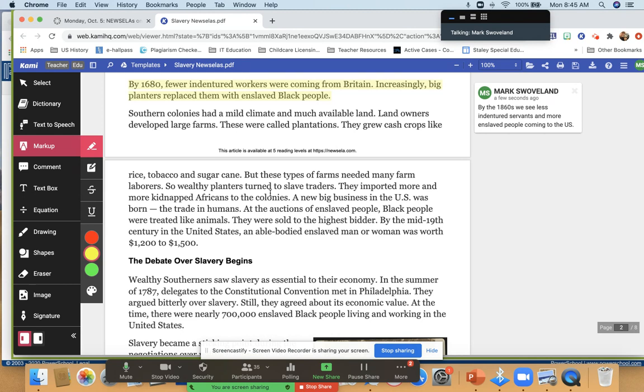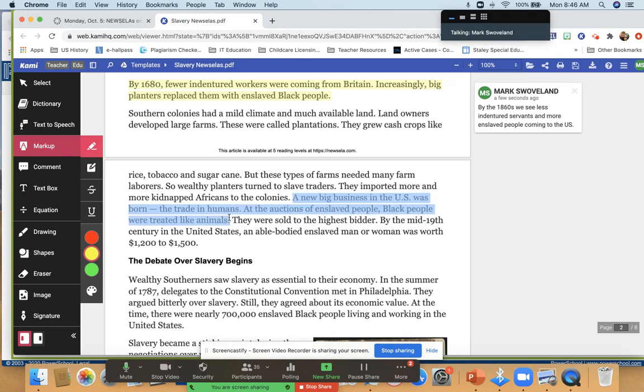A new big business in the U.S. was born, the trade in humans. At the auctions of enslaved people, Black people were treated like animals. They were sold to the highest bidder. By the mid-19th century in the United States, an able-bodied enslaved man or woman was worth $1,200 to $1,500. And that's a lot of money for the 1800s, okay?